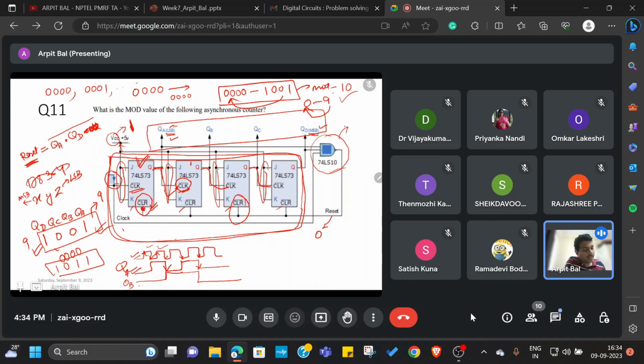So for reset equal to 0, we figured out the combination that is required, and we took the minimum combination that is needed, after which that particular state will go back to 0, and that is going to be the modulus of the counter.